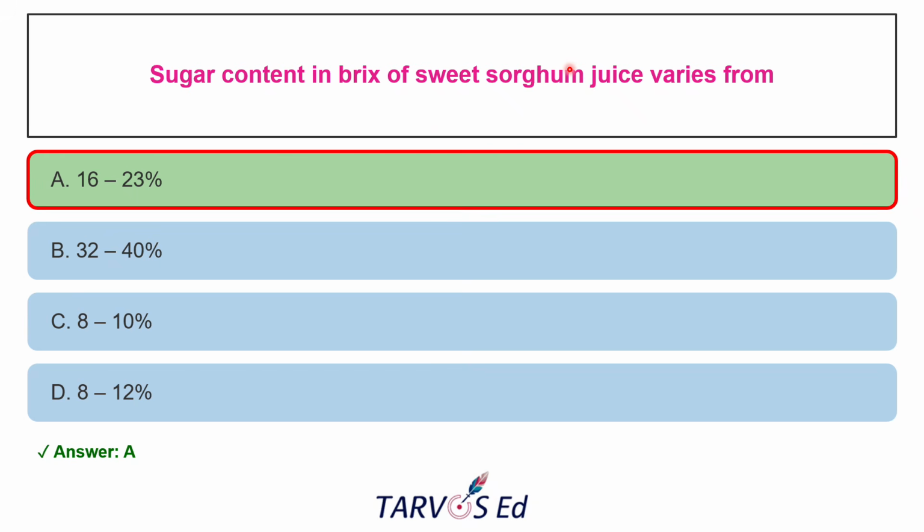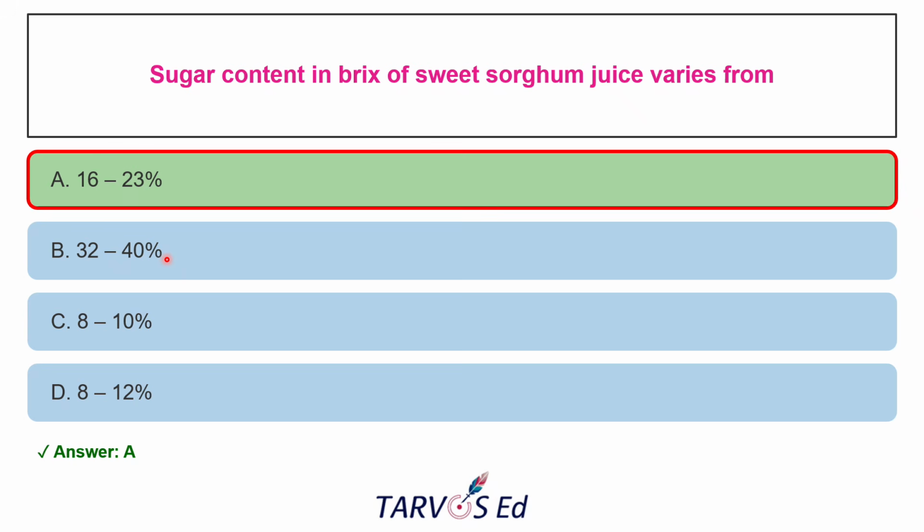Unlike sorghum, these sweet sorghum stalks have high juice with a Brix value around 16 to 23%. And if the Brix value is more than 16%, then it is highly recommended, good for ethanol production. So the correct option is 16 to 23%. If it is 30 to 40, it is way too high. That is the Brix of sugarcane juice.